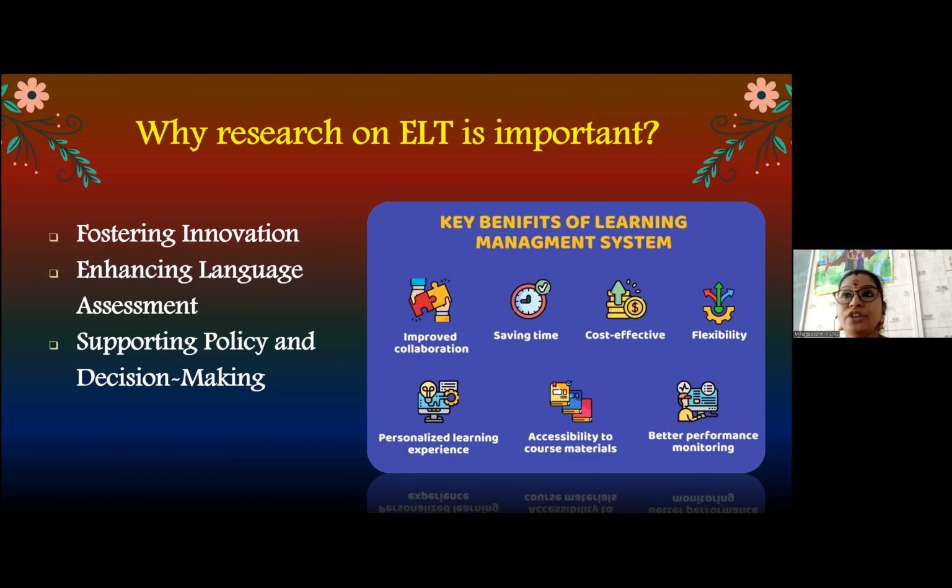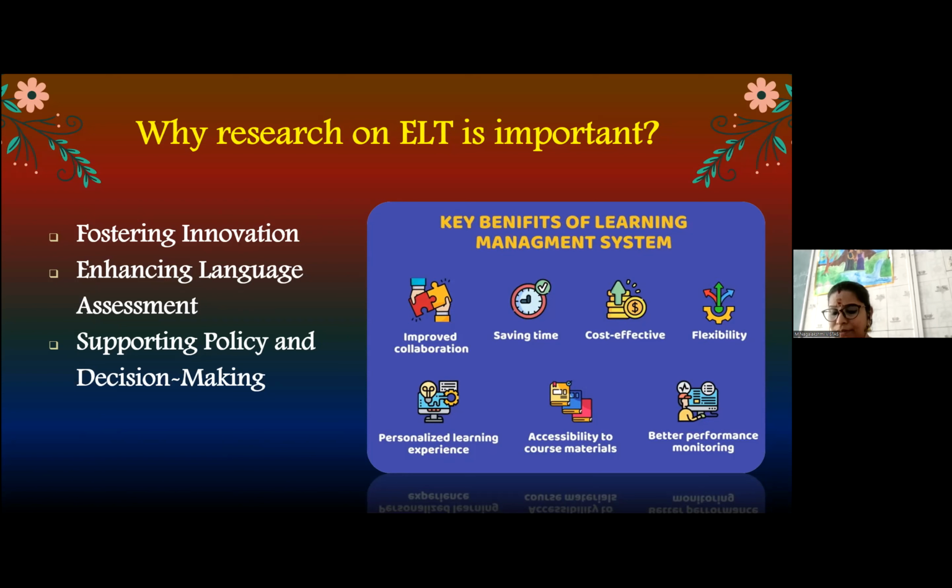For that, we need to analyze how the learners using this LMS platform have advanced in their learning process, to find out the difficulties and the barriers, right? We need to do research on ELT within LMS. Enhancing language assessment, when we do that, right?